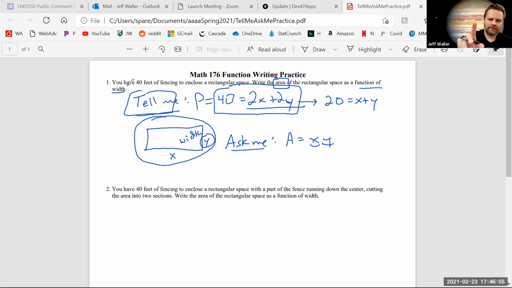So what I can do, can I solve what they told me for X? Can I get X by itself? Of course I can. What do you get when you solve for X? X equals 20 minus y. So how do I get X by itself? I want to get rid of the Y. I got to subtract Y.